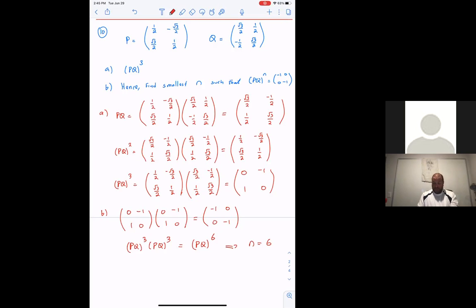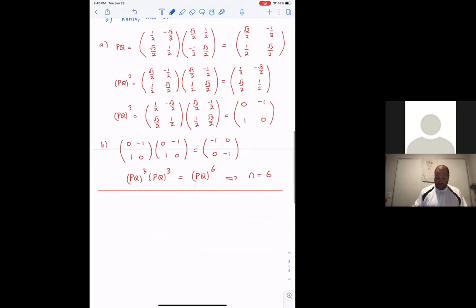So the other way I'm thinking about it is once you have PQ to the third, which is 0, negative 1, 1, 0, you can multiply that by PQ again, and then by PQ again, and you'll see that neither of them give you negative 1, 0, 0, negative 1. Therefore, 6 is in fact the smallest value of n that gets it to you. So there's the conceptual way of getting it in terms of recognizing the rotations. And then there's the brute force plug and chug, which at the end of the day is perfectly acceptable as well in getting you the right answer.